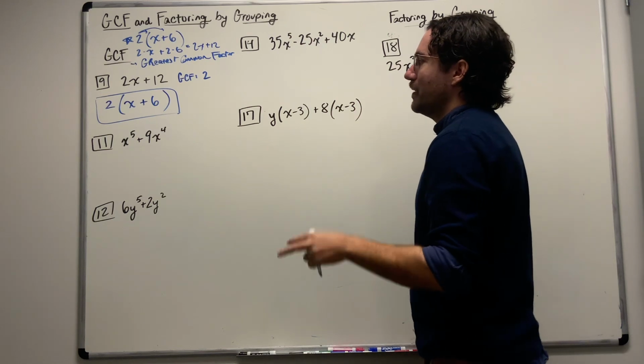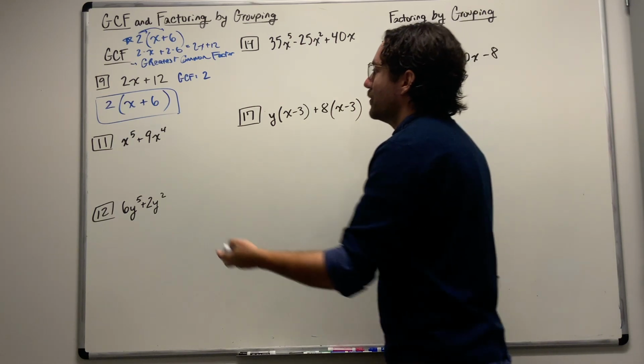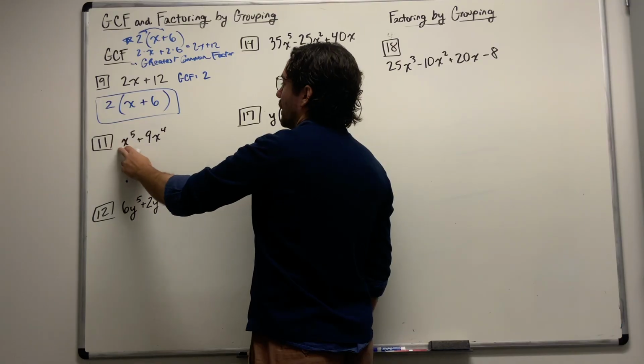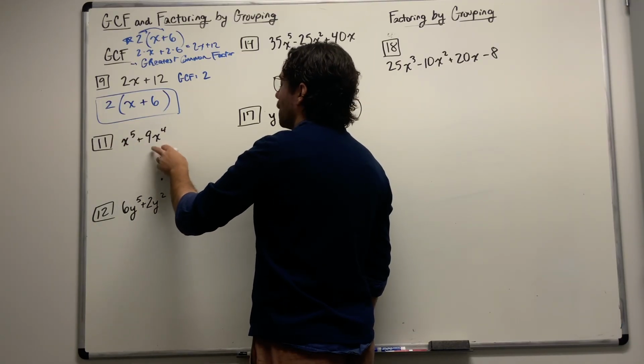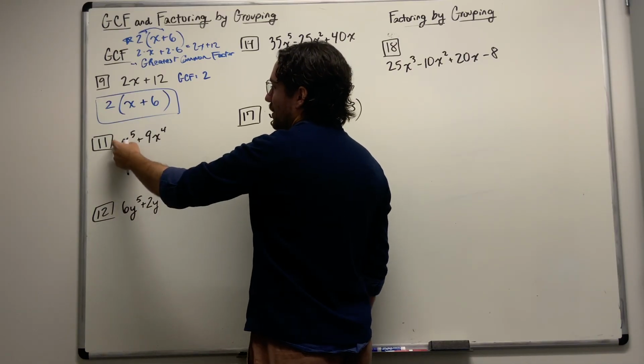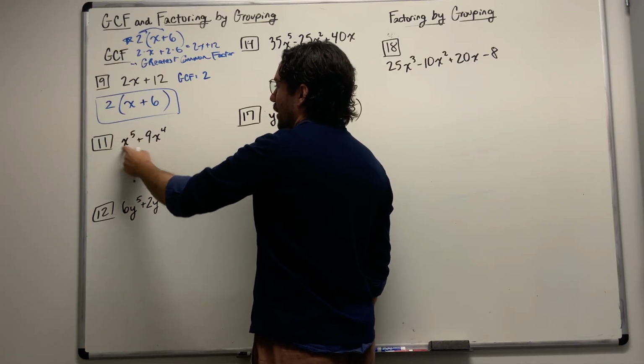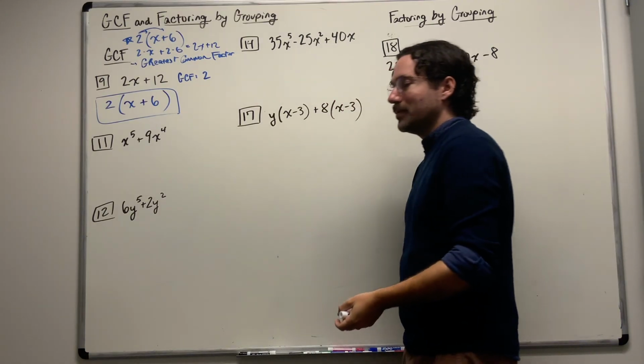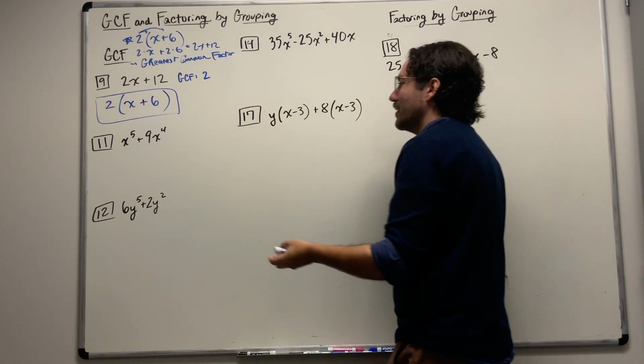So let's look at number 11. This time they both have variables. x to the 5th plus 9x to the 4th. What do they have in common? What can we extract out? This is technically a 1 in front, so 1 and 9, they don't share any common factors besides 1. Can't divide anything else out.